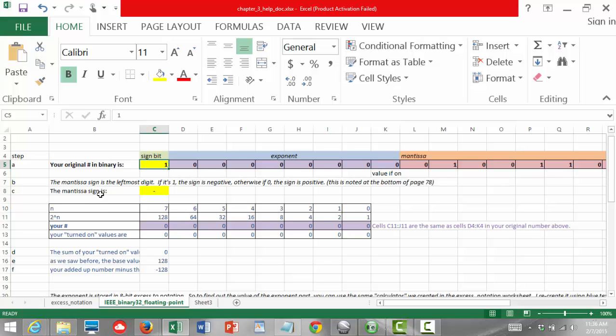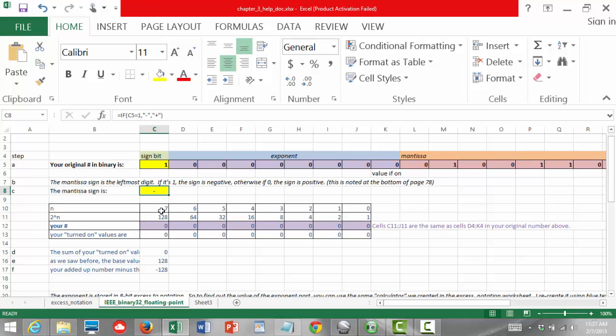So the mantissa sign for this one is negative since we have a 1. You can click in there and see that I just used an if statement. I said if the value is 1, show me negative, otherwise show it positive. I just showed you over here in the excess notation calculator how to interpret this 8-bit number, which is stored in excess notation. So here's your original number.